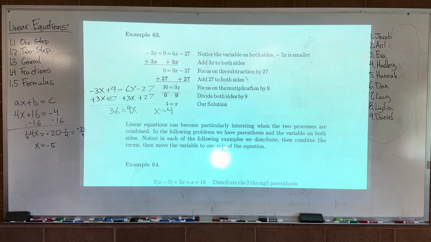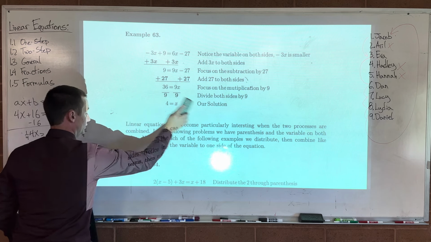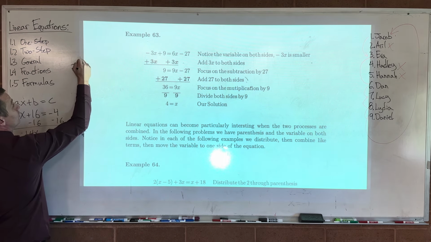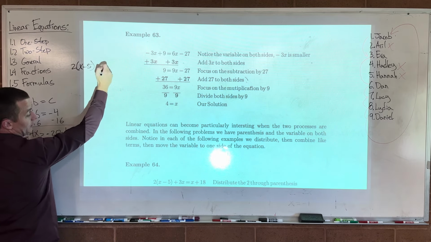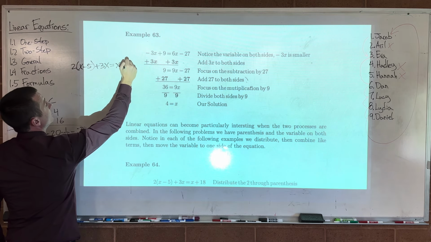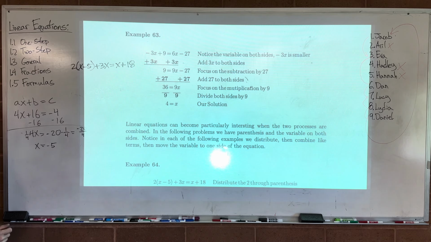All right, let's do this one. So we have 2 times x minus 5 plus 3x equals x plus 8. Okay. What are we going to do first?